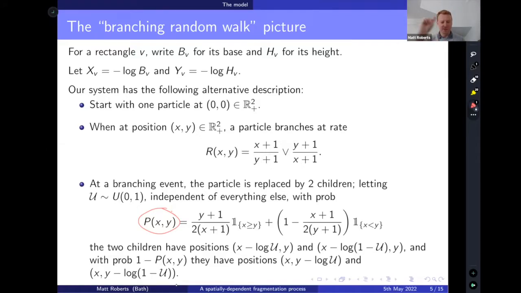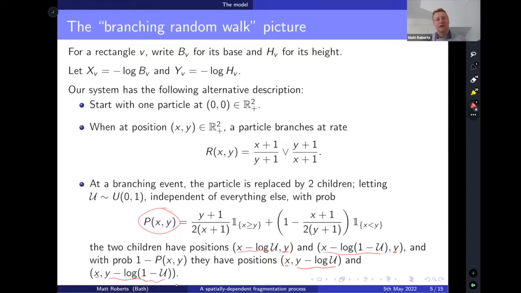The probability that they both jump horizontally is this p of x and y, depending on where the parent particle was. And if they choose to jump horizontally, then they jump to positions x minus log u and x minus log(1 minus u), keeping their y coordinate fixed. And similarly, if they choose to jump vertically, then they keep their x coordinate fixed and jump to y minus log u and y minus log(1 minus u).